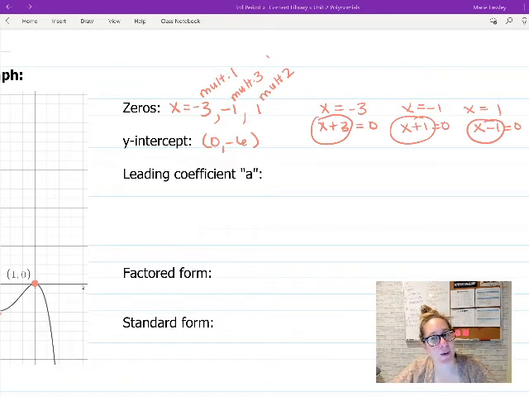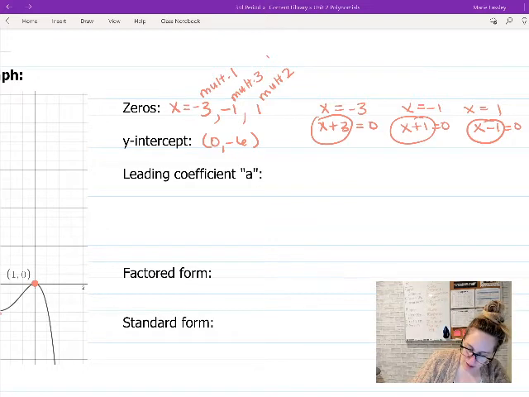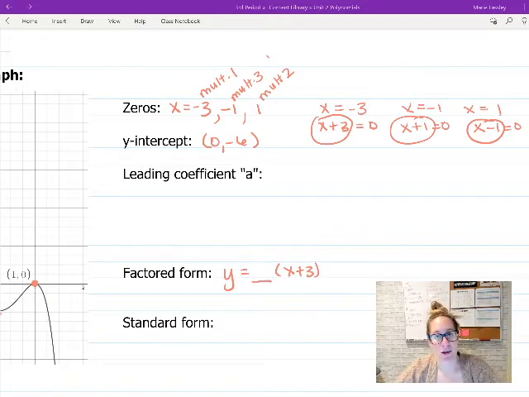We have x minus 1 equals 0. So x minus 1 is my last factor. So I can go ahead and, like I said, put this into factored form. So I have y equals x plus 3. Now I did leave a space for a reason, and we're going to talk about what's going to go in that space in a second. So I have x plus 3.